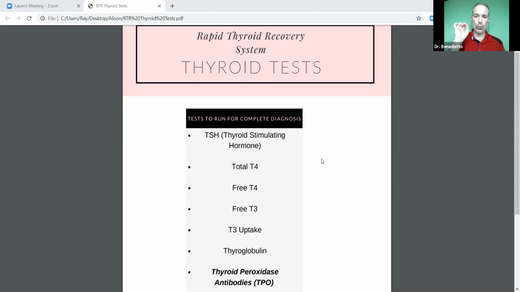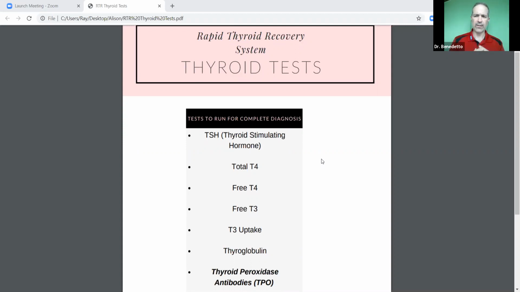So we like to have a total T4 and a free T4. Thyroid hormones travel in the blood two ways. They travel free, which is why we'd want to see a free T4 and a free T3, or they travel bound, which means they're attached to a protein that helps carry them around, kind of like a taxi cab. We want to see total T4 because most of what your thyroid makes is T4.